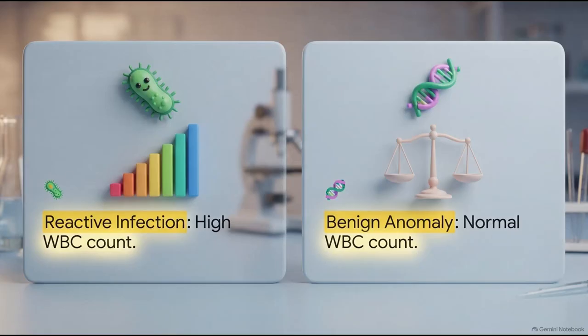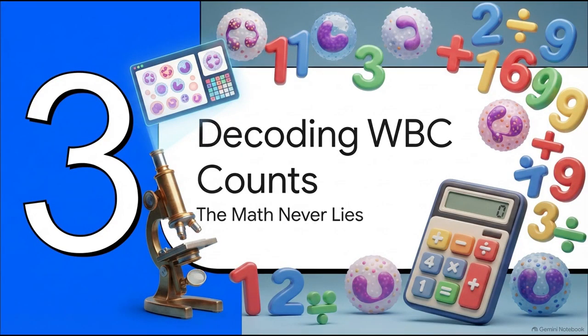So this brings us to your absolute golden rule as an investigator. Are you ready? When in doubt, check the WBC count. An inherited anomaly like Pelger-Huet is totally benign and will present with a perfectly normal white blood cell count. A real, terrifying infection will present with an elevated WBC count. The math never lies, folks. Which is a perfect segue into Section 3, decoding WBC counts and shifts.